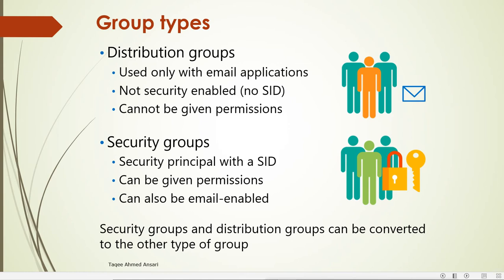Now, the interesting thing is that a security group can also be email enabled. That means we can use this security group as a distribution group also. So we can create the security group and also use it to distribute emails. If we only want to use it for distribution, then we use the distribution group, basically for email applications. And if we want to use the group for security permissions, then we use the security group.